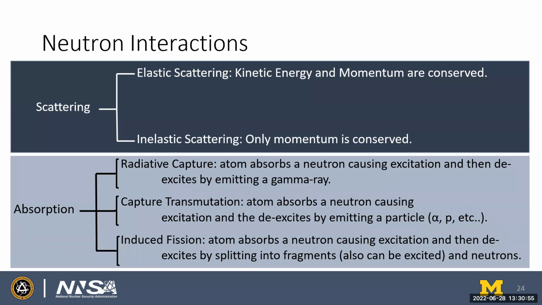And the last one we'll talk about is induced fission. We talked about spontaneous fission earlier, but I didn't tell you as much about the reaction and how the fragments occur, so we'll talk about that in a moment. But induced fission is when an atom absorbs a neutron, causing excitation, and then it de-excites by splitting into two fragments. And those fragments themselves can also be excited and continue to decay. And then we also get neutrons from the immediate induced fission reaction.